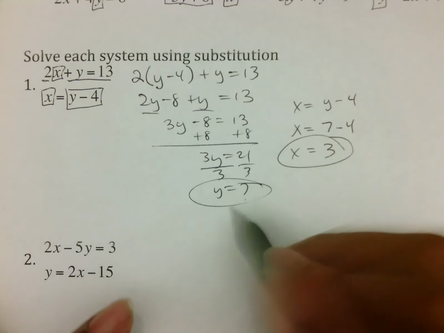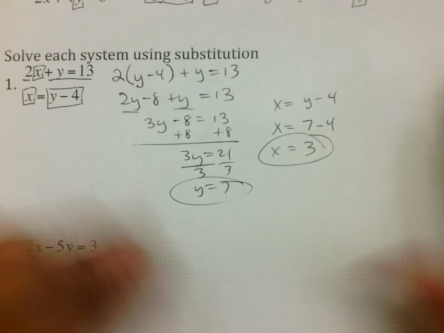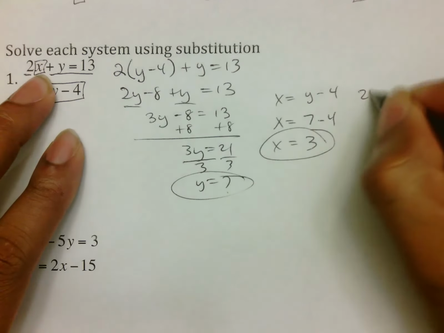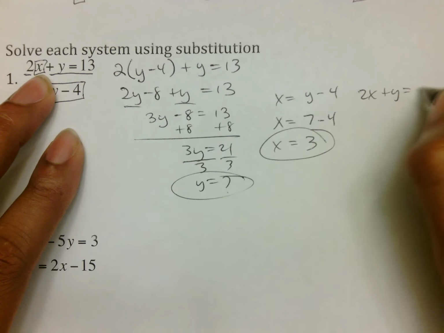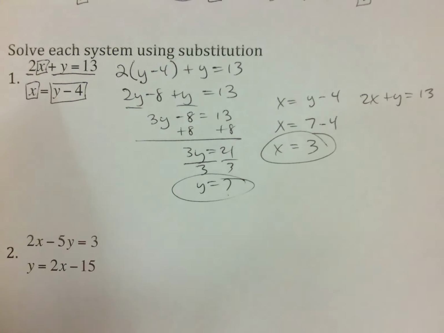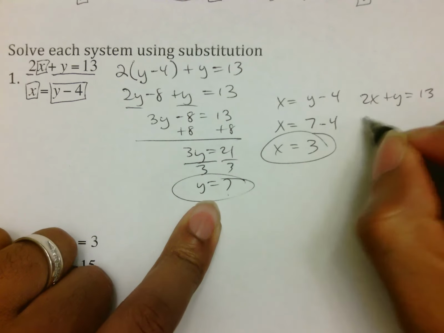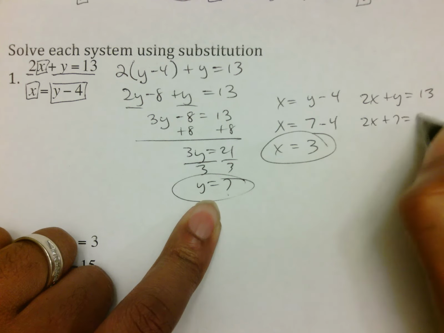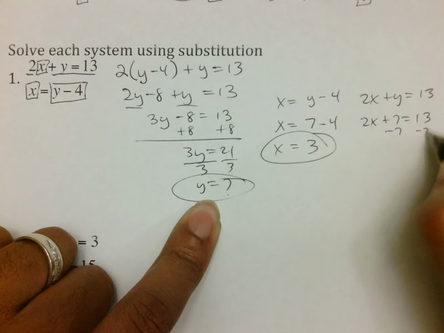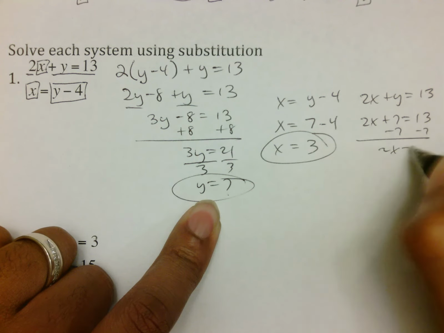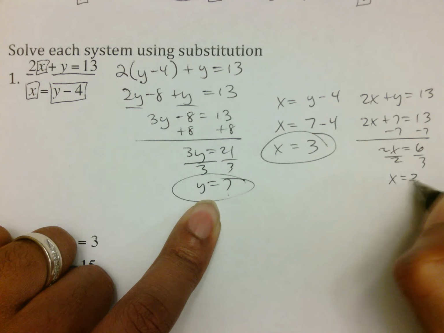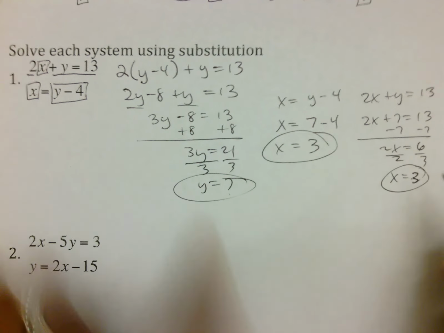That would be our stopping point, but just to show you that it doesn't matter which one you use, I'm going to rewrite the top equation also, just to prove again that it doesn't matter which one you use. And I'm going to turn this y into a 7, so we get 2x plus 7 equals 13. We subtract 7, we get 2x equals 6, and again when you divide by 3, notice you still get the answer of x equals 3.